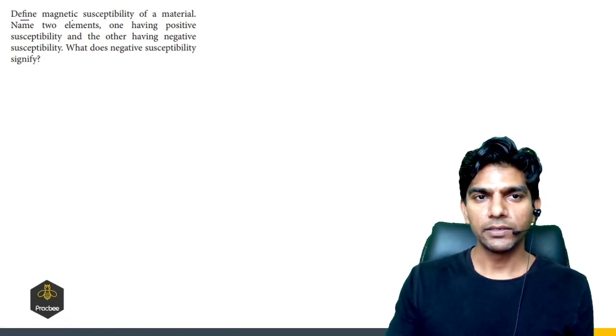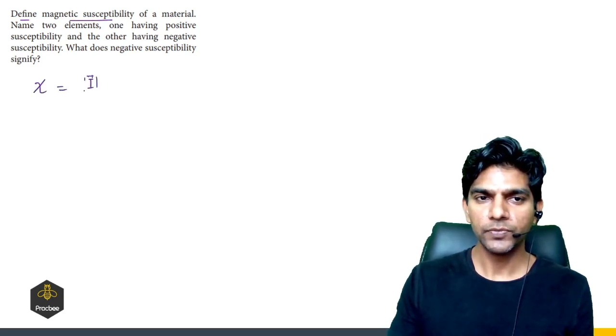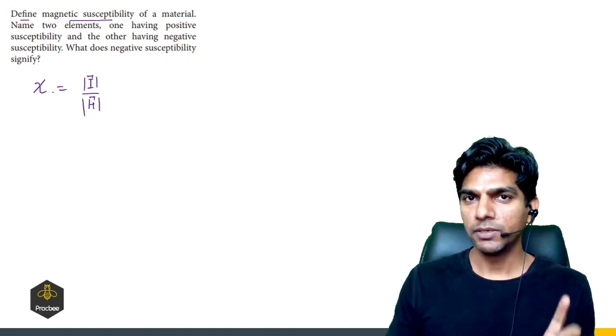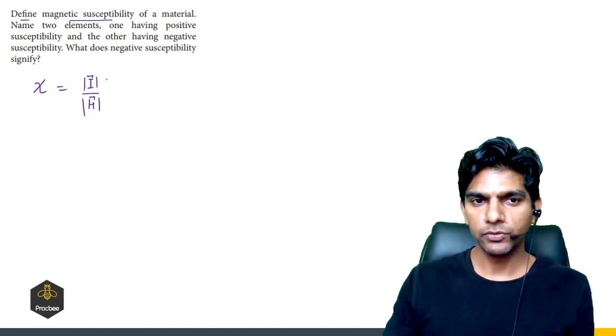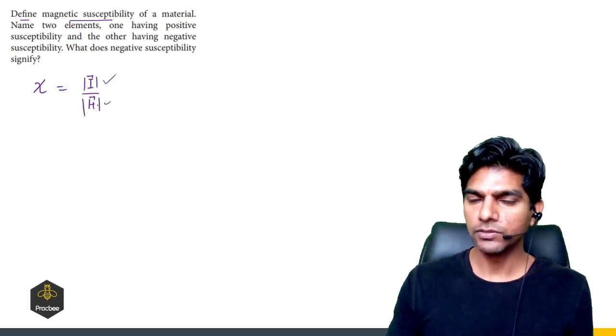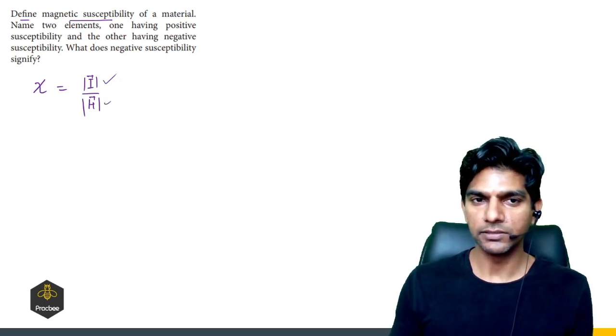So define magnetic susceptibility of the material. So we know that magnetic susceptibility is the ratio of intensity of magnetization and magnetic intensity, right? And you should just remember, magnetic susceptibility is a dimensionless quantity because the unit of intensity of magnetization is the same as the unit of magnetic intensity, right?